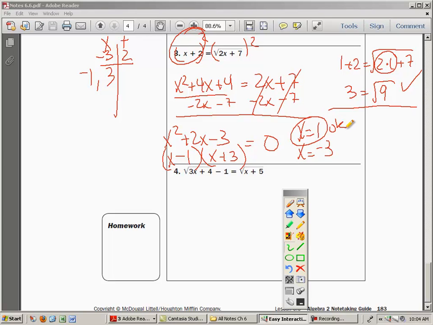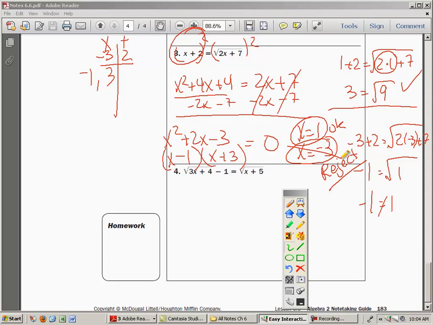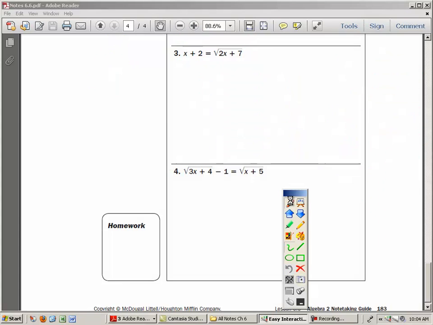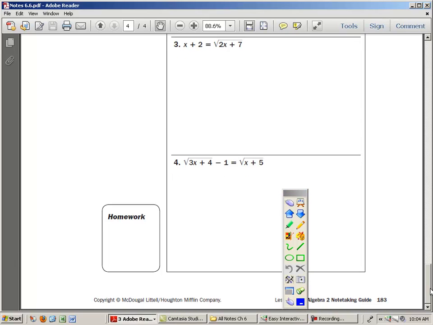Now let's try the -3. -3 plus 2, are you guys seeing a potential issue here? Yeah, you're going to get -1. And the square root of 2 times -3 plus 7, this becomes -6. And -6 plus 7 is 1. The square root of 1 is 1, which is not equal to -1. So for this one, we have to reject. All right, so that's not a good solution. That's an extraneous solution.